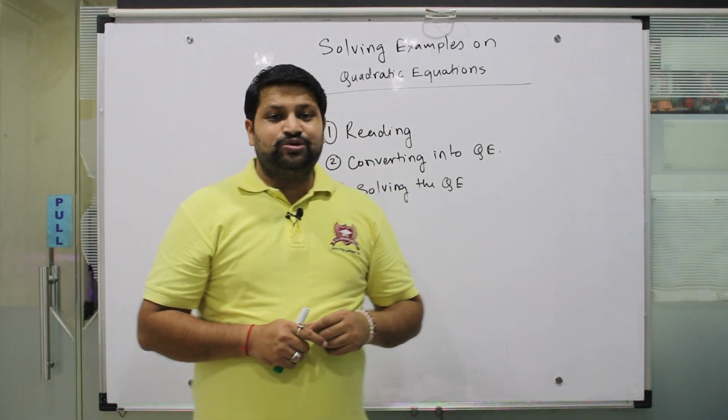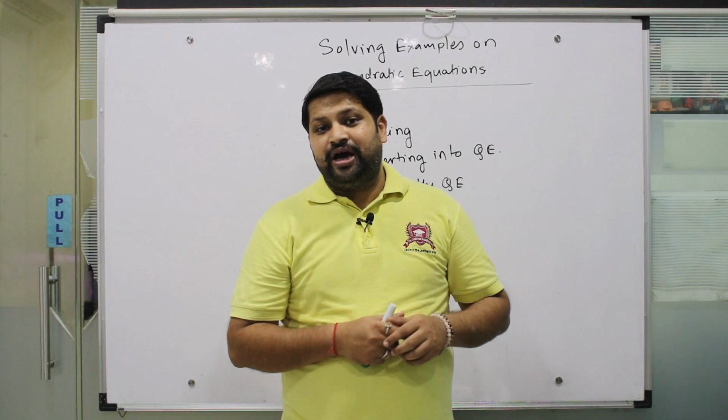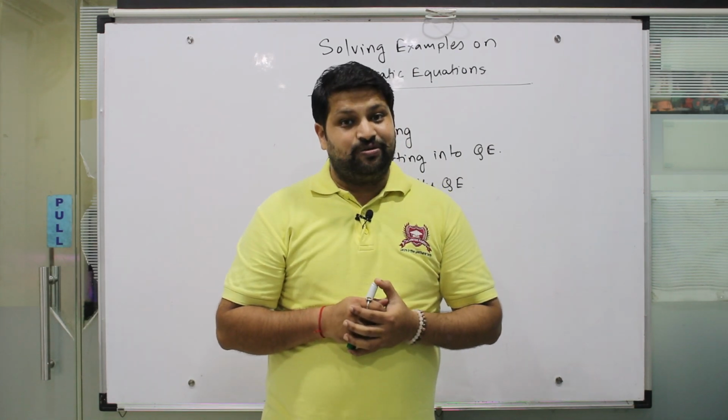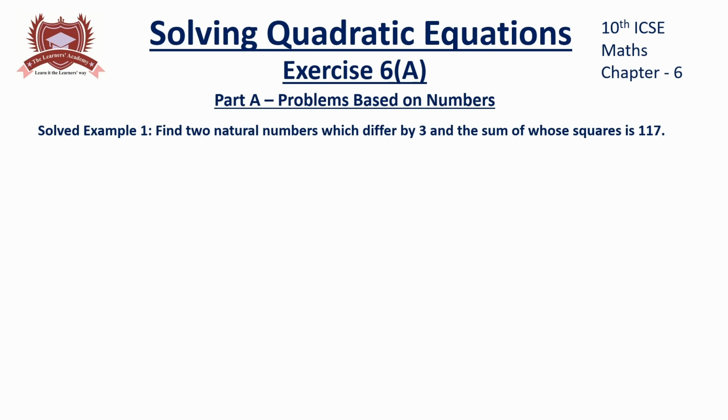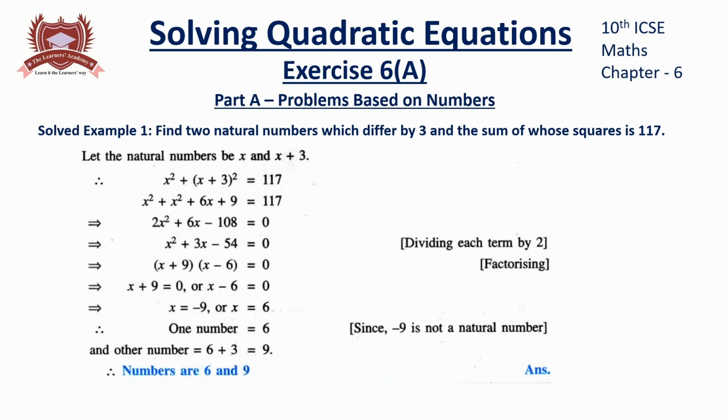So now, without losing any time, let us quickly go ahead and solve some of these problems. So let's take this first example that we have. Find 2 natural numbers which differ by 3 and the sum of whose squares is 117. Now this is a solved example which is there in the book as well. So we'll consider the number as x. So my number would be x and the other number would be x plus 3.